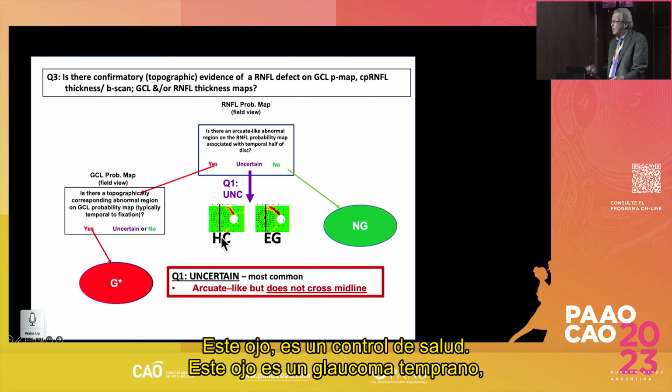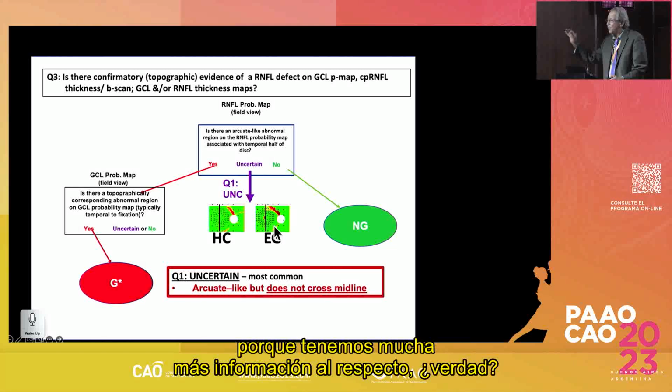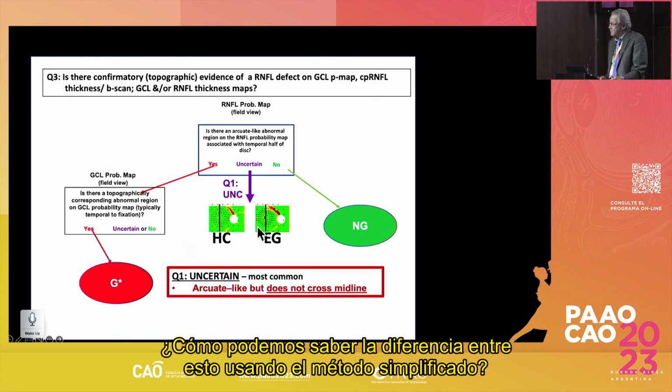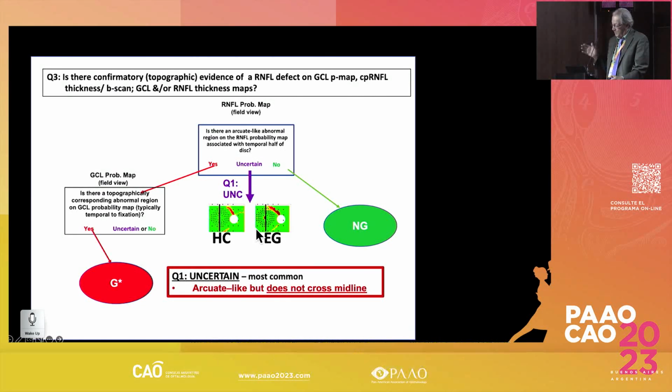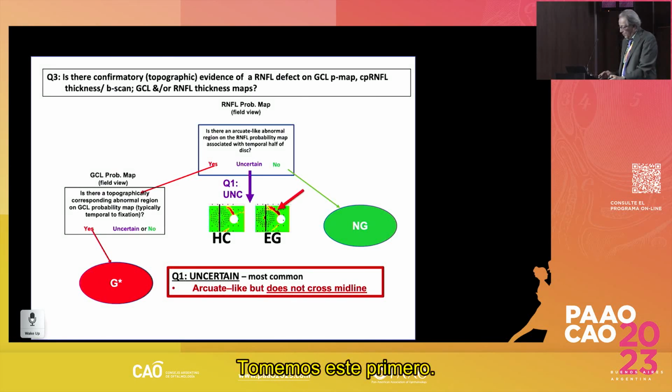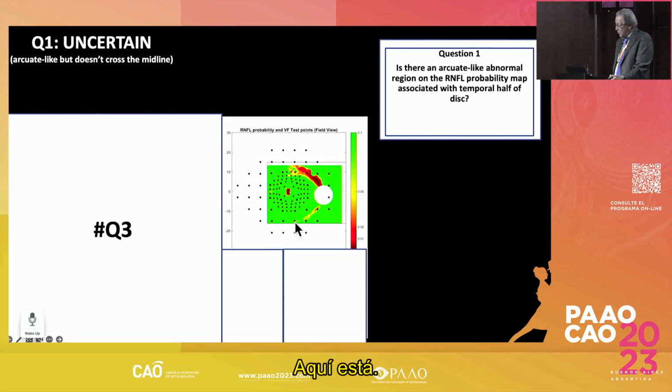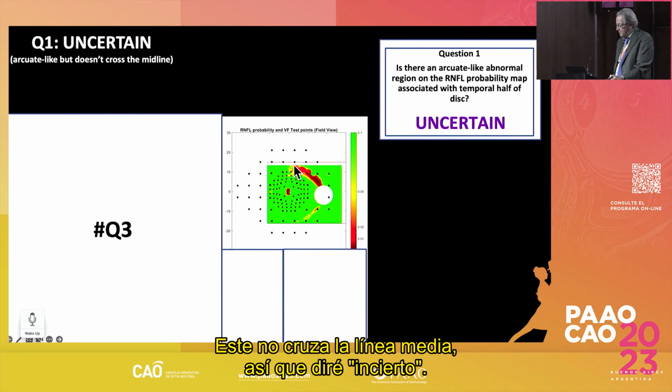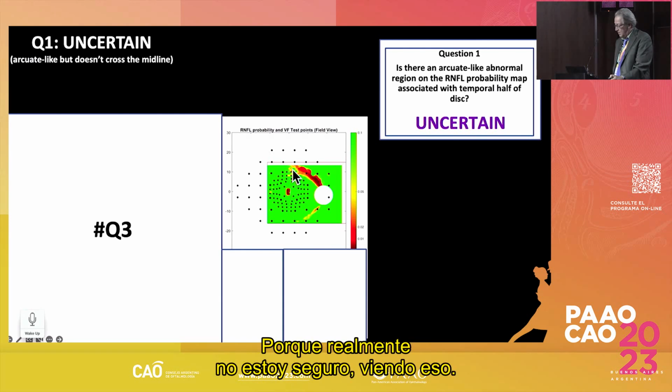This eye I can tell you is a healthy control. This eye I can tell you is early glaucoma because we have lots of other information on it, right? How do we tell the difference between these using this simplified method? Well, let's take this one first. So here it is. This doesn't cross the midline, so I'm going to say uncertain, because I'm really not sure, to tell you the truth, looking at that.